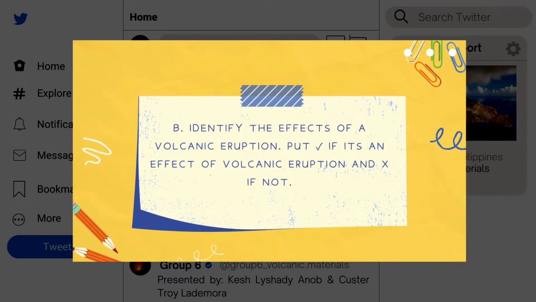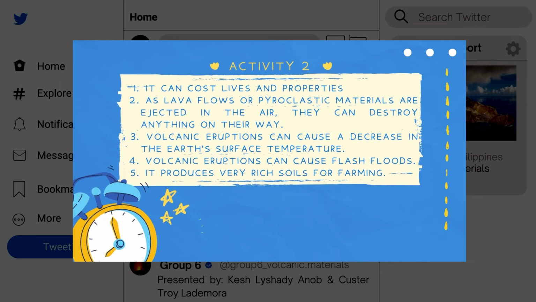Directions. Identify the effects of a volcanic eruption. Put a check if it is an effect of volcanic eruption and an X if not. Activity 2. Number 1. It can cause loss of lives and properties. Number 2. As lava flows or pyroclastic materials are ejected in the air, they can destroy anything on their way. Number 3. Volcanic eruptions can cause a decrease in the Earth's surface temperature. Number 4. Volcanic eruptions can cause flash floods. Number 5. It produces very rich soils for farming.